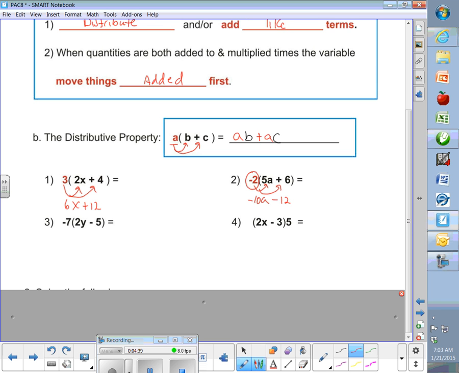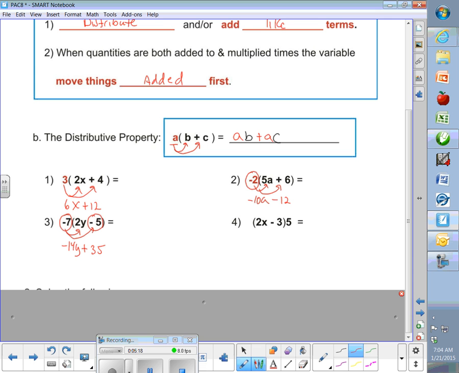What about this next one? Again, we've got a negative out in front. If you want to try it yourself, go ahead and pause the video and then turn it back on when you're ready to go. So negative 7 times 2y is a negative 14y. Now be careful here. This is a negative 7 times a negative 5. Negative times a negative is a positive. 7 times 5 is 35. And we get negative 14y plus 35.